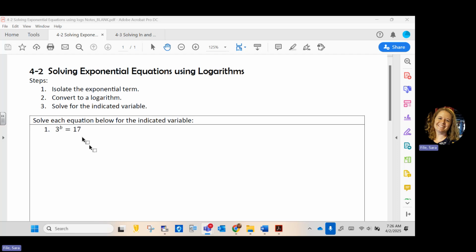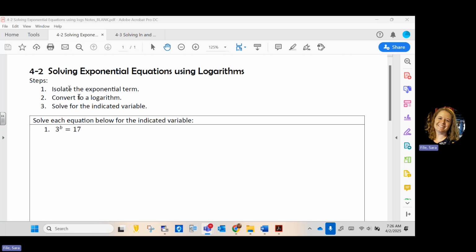But sometimes you can't get the bases to match. I cannot turn 17 into 3 to some power, so I cannot use the one-to-one property here. The alternate way to solve exponentials when your variable is in the exponent is to use logs. The steps should look familiar. They are very similar to yesterday's.